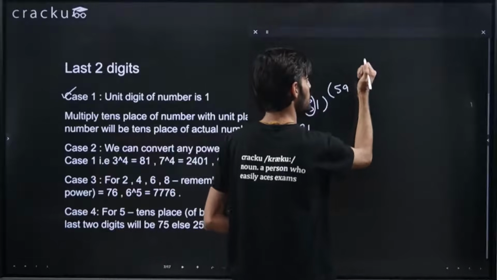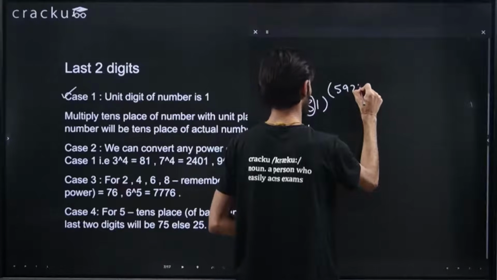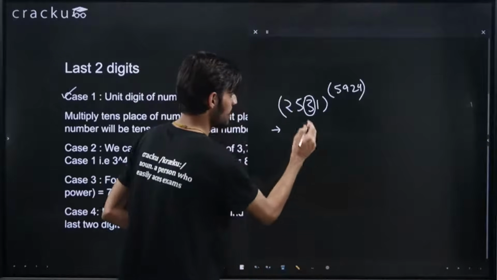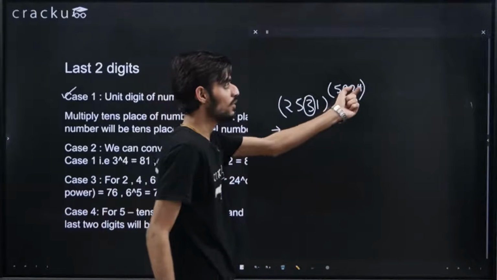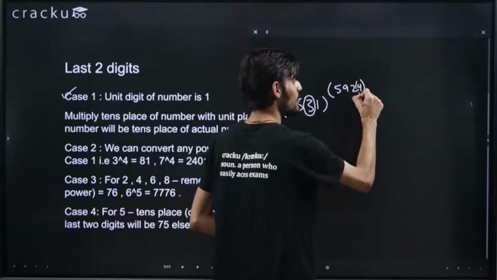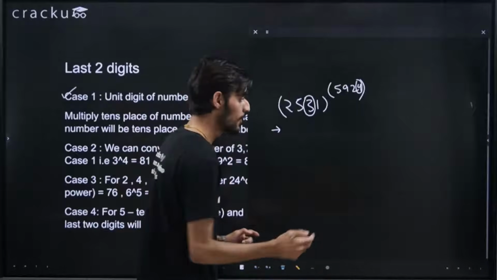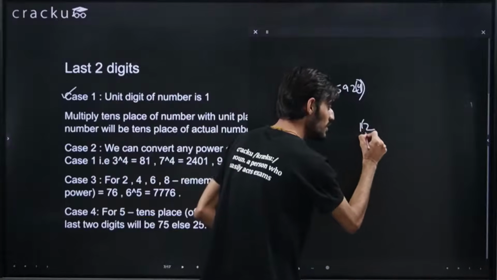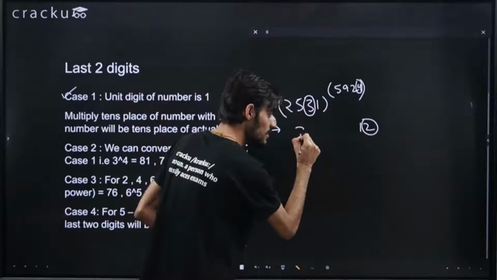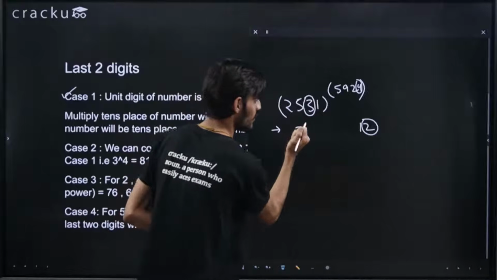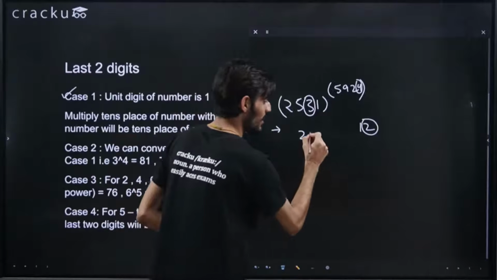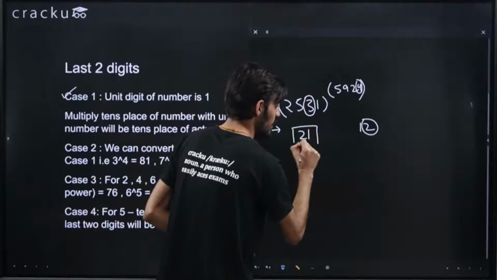So let's say in this case it was 24. Just to give you more clarity, because this is 3, this is 4, we will multiply 3 with 4, it will give us 12. So we just need to write the unit digit of this number as the tens digit of the final answer, and we know that it will end in 1, so the unit digit is always 1. So this is the answer.